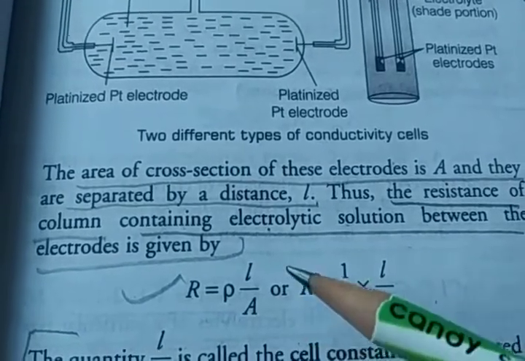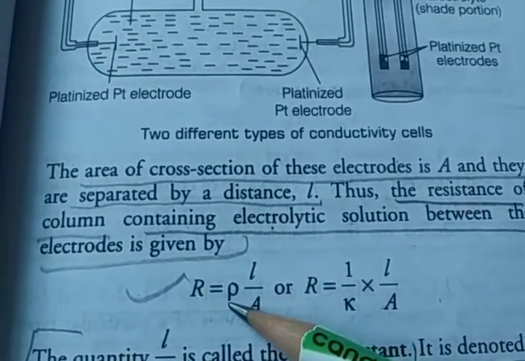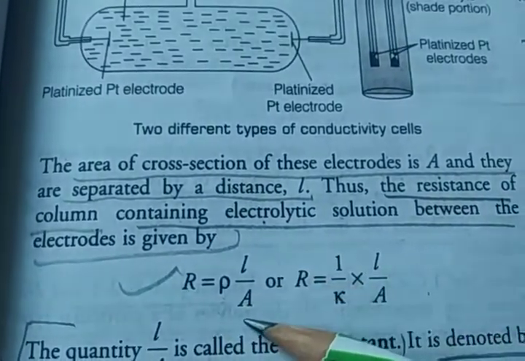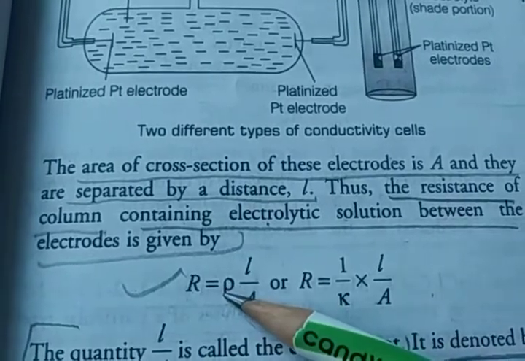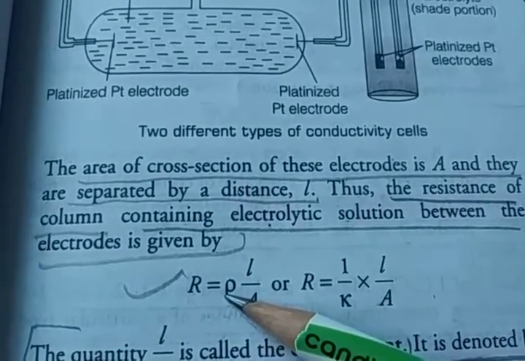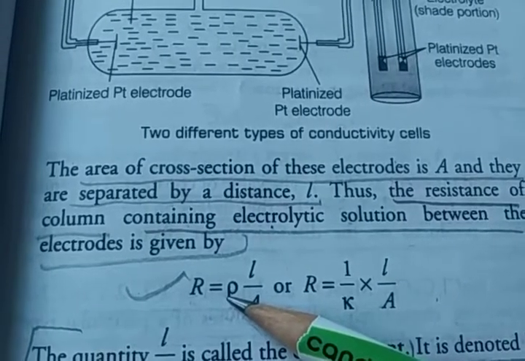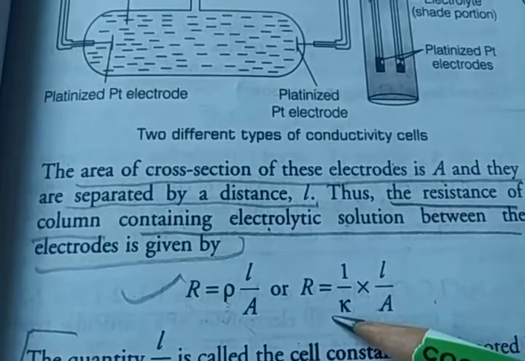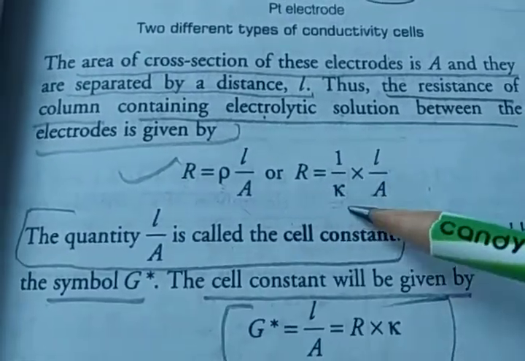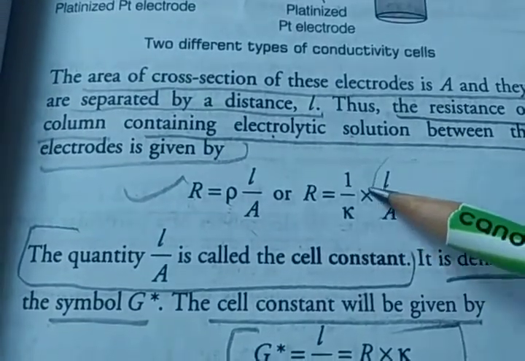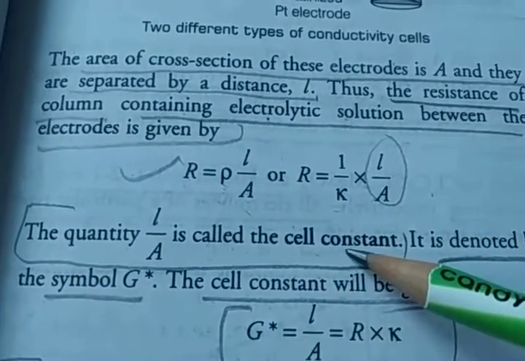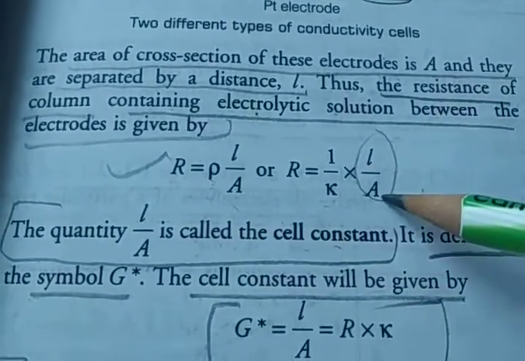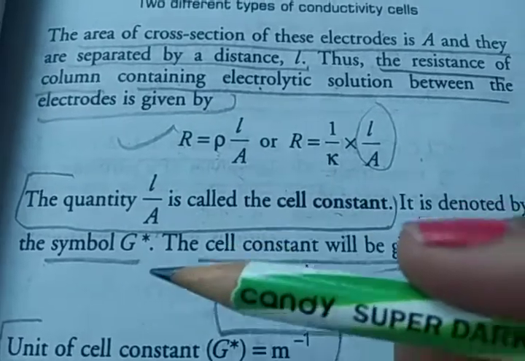upon A. So R is the resistance, A is the cross-sectional area, and ρ is the resistivity, which is inversely proportional to the conductivity. So ρ = 1 upon κ (kappa), inversely proportional to conductivity. So R = 1 upon κ into l upon A, and the quantity l upon A is called the cell constant and is denoted by the symbol G star.